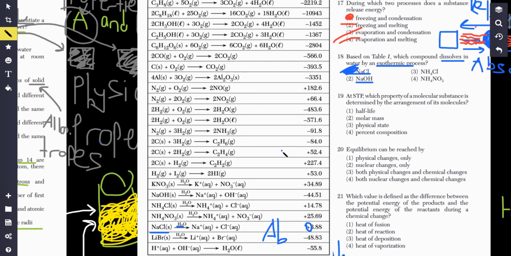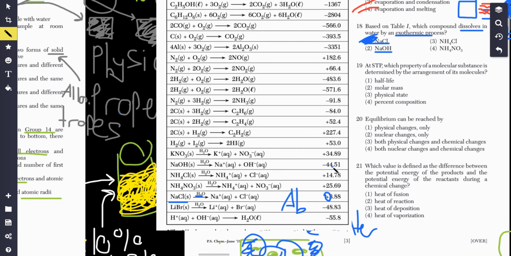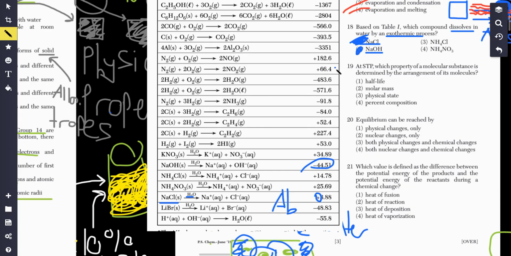All right, so NaOH. NaOH, that's negative. All right, NH4Cl. Let's just check the other answer choices for the fun of it. This is positive, so no. NH4NO3, this is positive, so no. So yeah, NaOH is the answer.